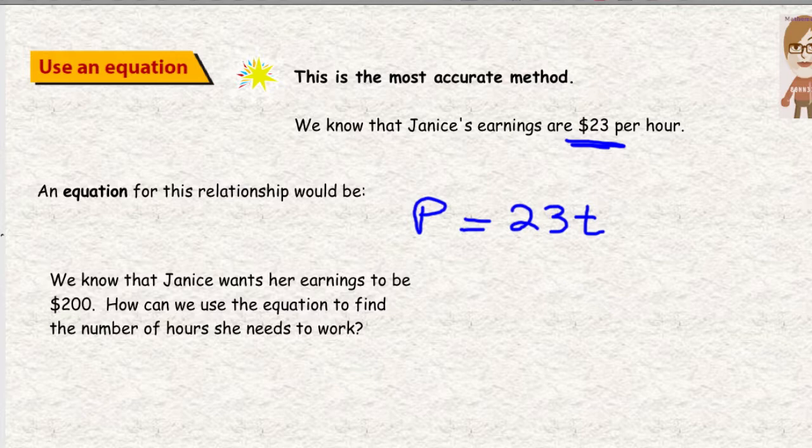We know that Janice wants her earnings to be $200. That means her pay would be $200. Not her time, not her hours.